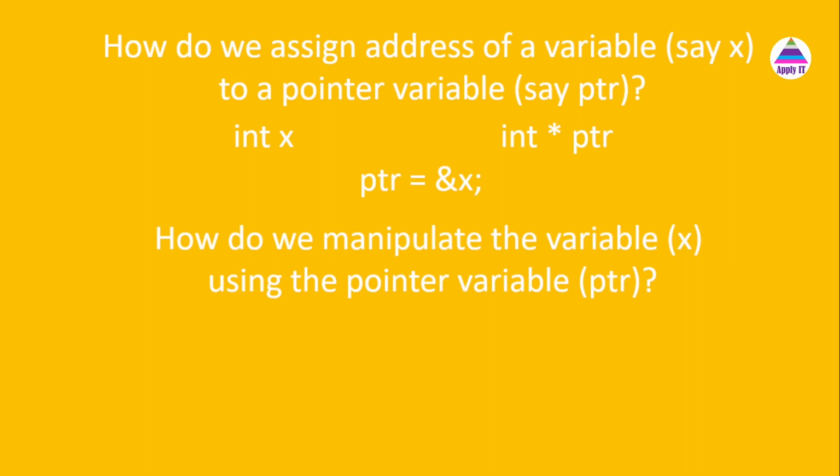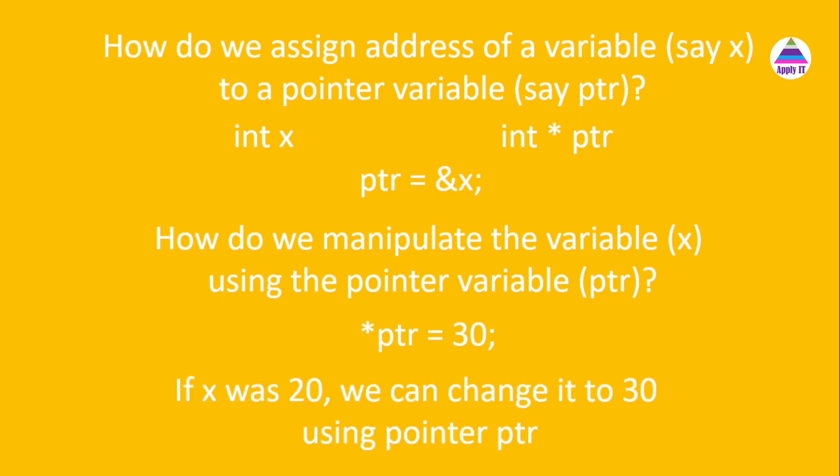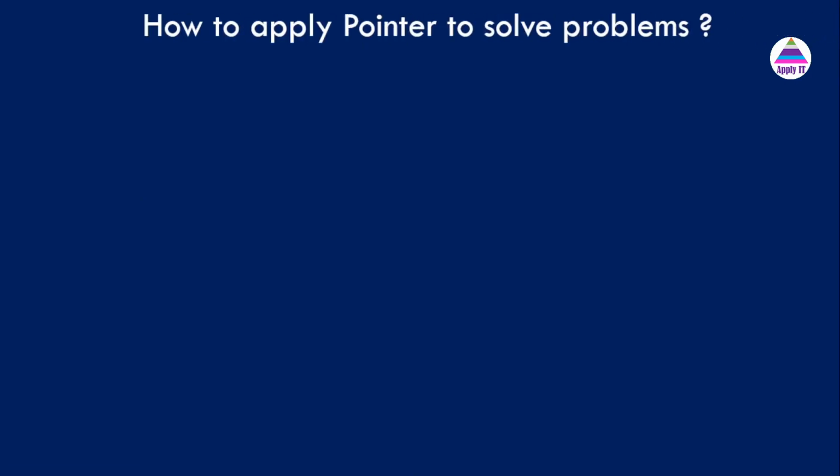Once that is done, we need to know how to manipulate the variable x using the pointer variable ptr. We write asterisk ptr is equal to 30. Before this, if the value of x was 20, now using this we can change that value to 30 using the pointer variable. So you can see that now using the pointer variable we can manipulate variable x because the pointer variable is holding the address of x. And let us apply all this concept to a programming problem.